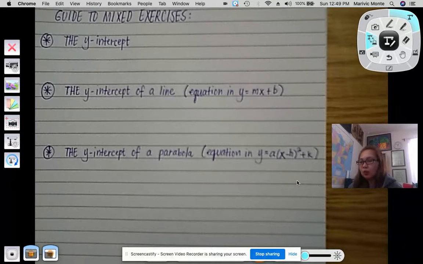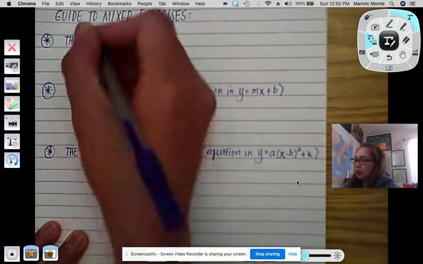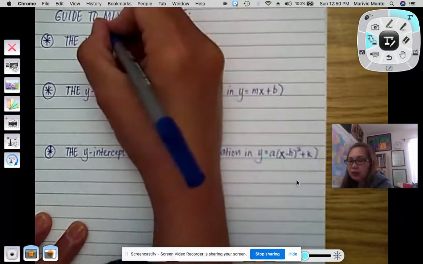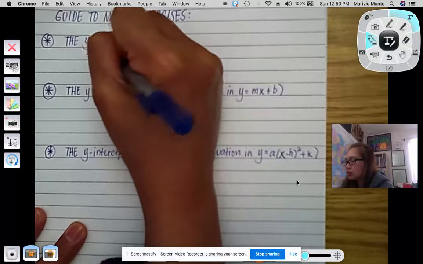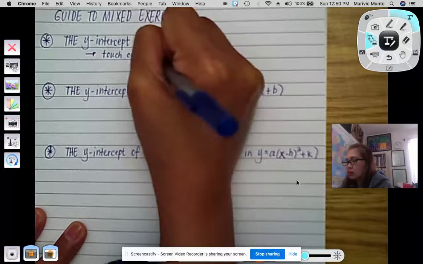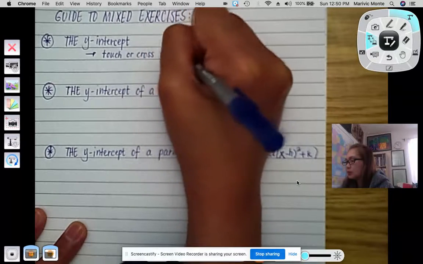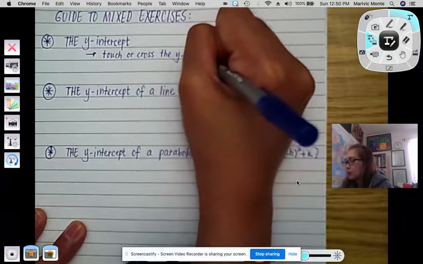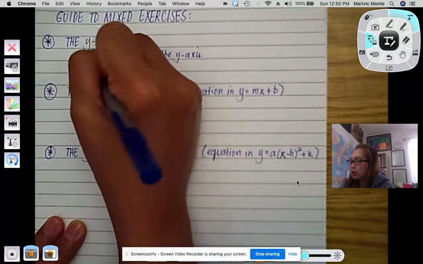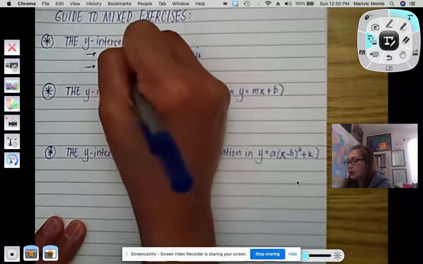For today, you are going to complete mixed exercises revolving around the topic of y-intercept. Remember that the y-intercept is where your graph would touch or cross your y-axis. And when we're talking about the y-intercept, x is always equal to 0.